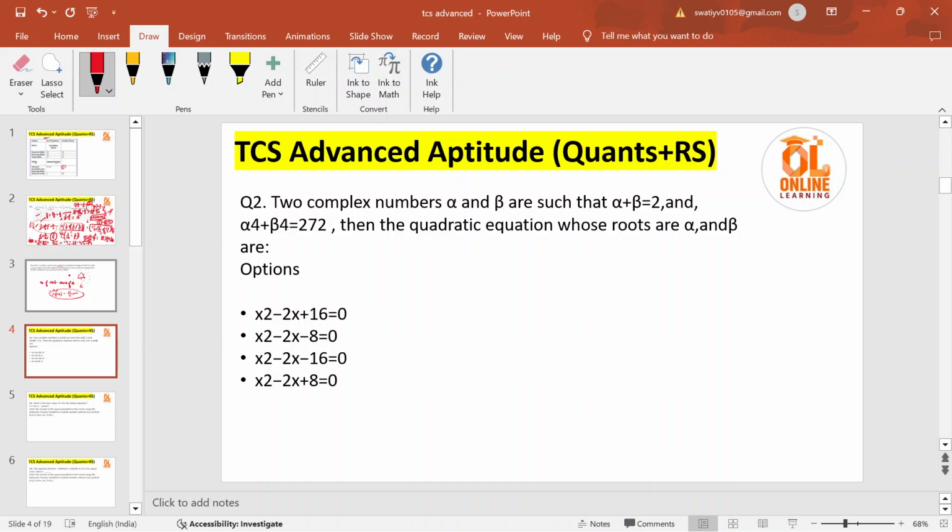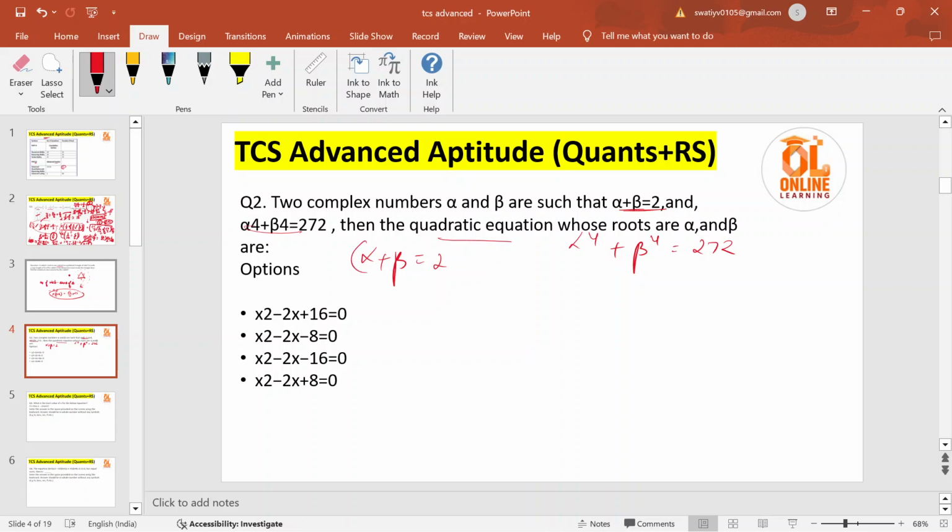So what does this question say? Two complex numbers alpha and beta such that alpha plus beta is equal to 2 and alpha power 4 plus beta power 4 is this. Then the quadratic equation whose roots are alpha and beta is what? What is that quadratic equation? So you can see we are given here alpha plus beta is equal to 2 and alpha power 4 plus beta power 4 is equal to 272.